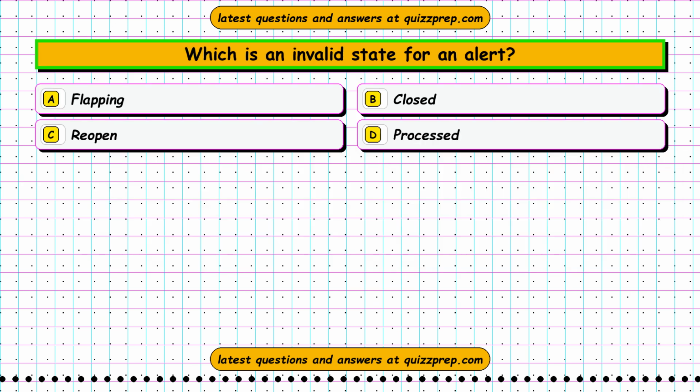Question 64. Which is an invalid state for an alert? Option A, flapping. Option B, closed. Option C, reopen. Option D, processed.